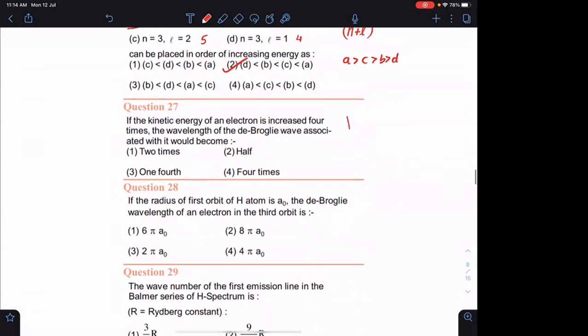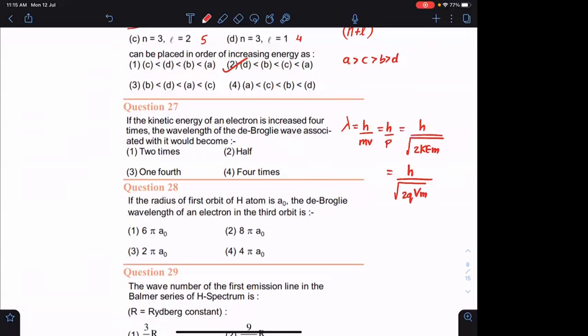If the kinetic energy of an electron is increased by 4 times, the de Broglie wavelength associated with it would become what? What are the different formulas for de Broglie wavelength? Lambda is equals to, सारे formulas बताओ. H upon mv or H upon P. In terms of kinetic energy, it is H upon root over 2 Ke times m. In terms of potential, it is H upon root over 2 QV times m. The kinetic energy gained by any charge Q placed in potential difference of V is Q times V.